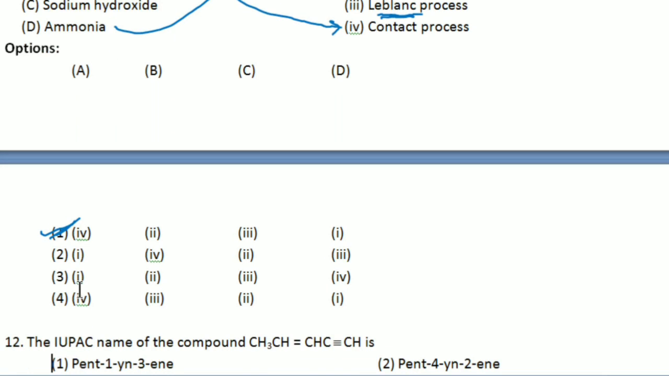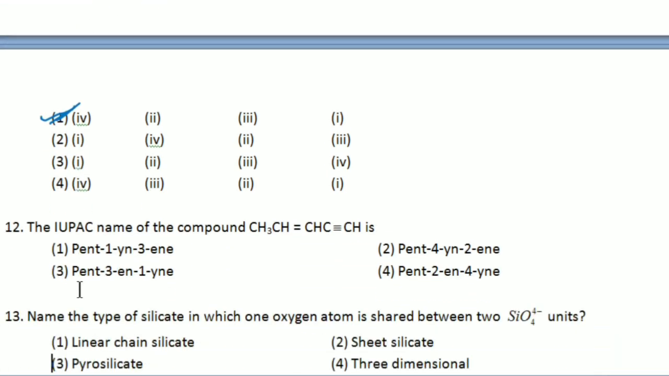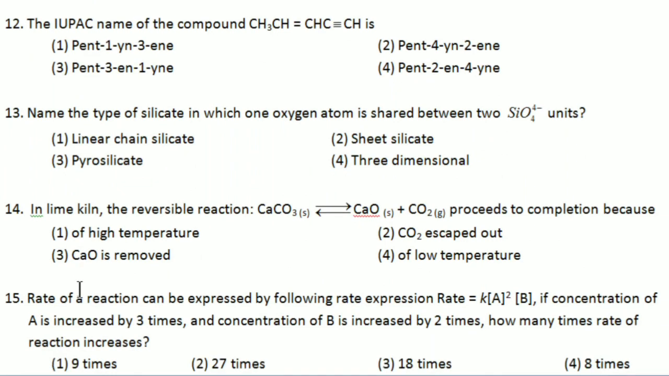Next, 12th, the IUPAC name of the compound they are asking. Very simple. First, very important, from which side you have to start numbering. Here very important is, there may be a triple bond at the first carbon, but we will not start numbering from this carbon. Remember, we have to start numbering from this one, because the first preference is double bond and the second preference is triple bond. Because of that reason, 1, 2, 3, 4 you have to number.